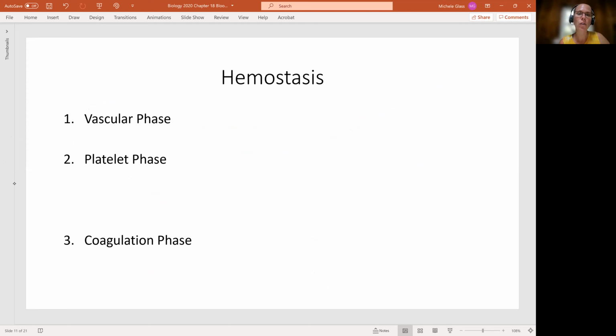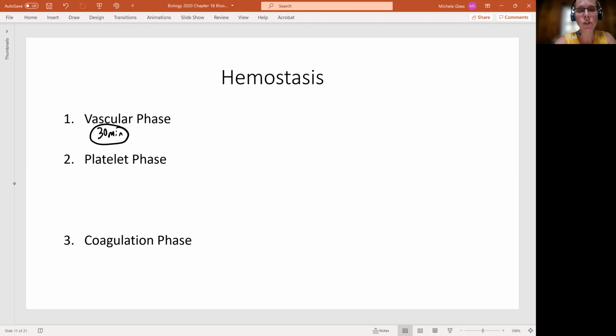So let's spend a little bit of time talking about our process of hemostasis. We're going to see that there are 3 key phases. So let's talk first about the vascular phase, and then the platelet phase, and the coagulation phase is fairly complicated. So we'll mention it here, and then we'll do a video just on coagulation phase. The vascular phase is occurring in the first like 30 minutes. So it is very much our immediate emergency response.